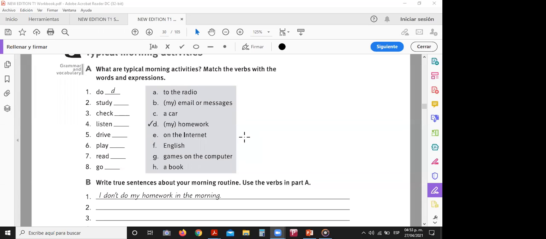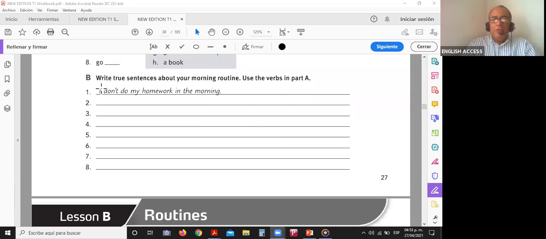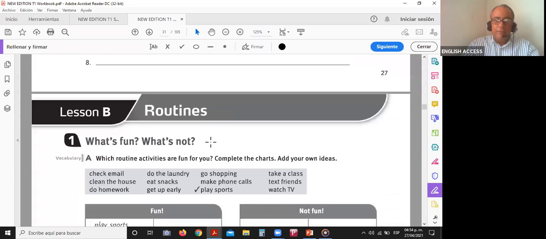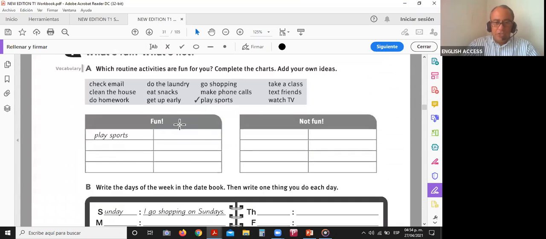On the internet. And then you wrote sentences about your morning routine. Things that you do or things you don't do. For example, right here, I don't do my homework in the morning. Maybe I have breakfast in the morning because it's a morning routine. I take a shower in the morning and so on. Maybe I don't watch TV in the morning. Negative.